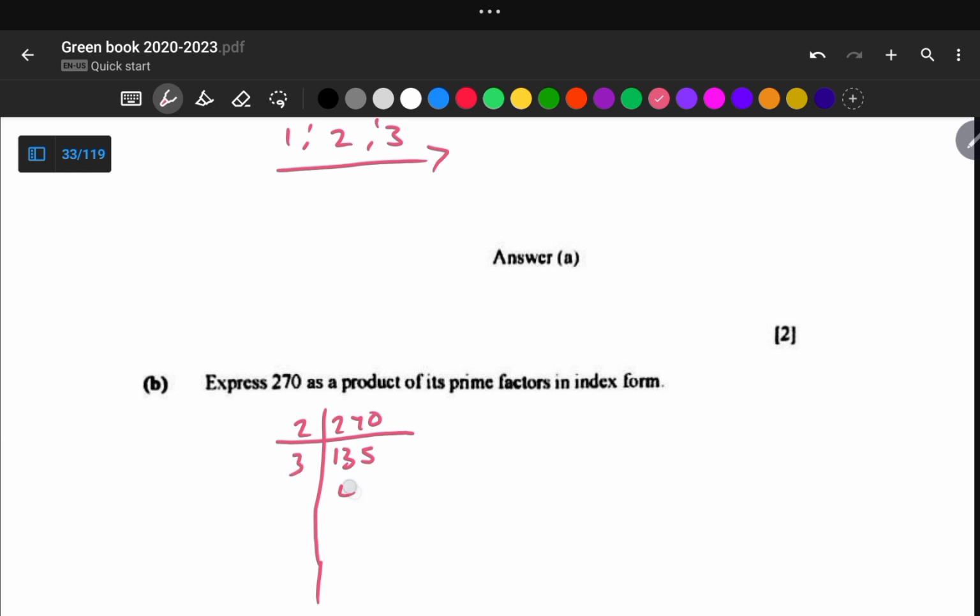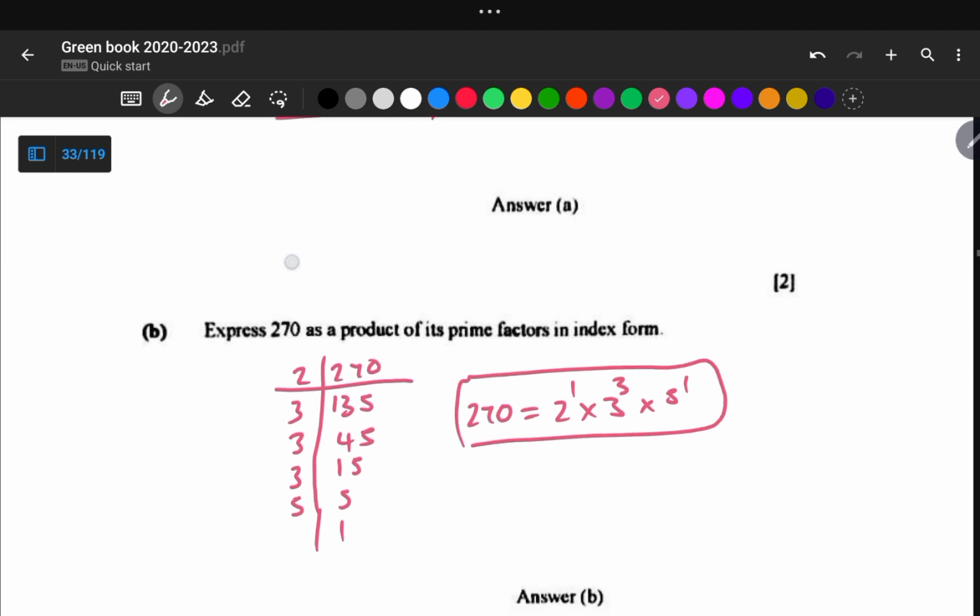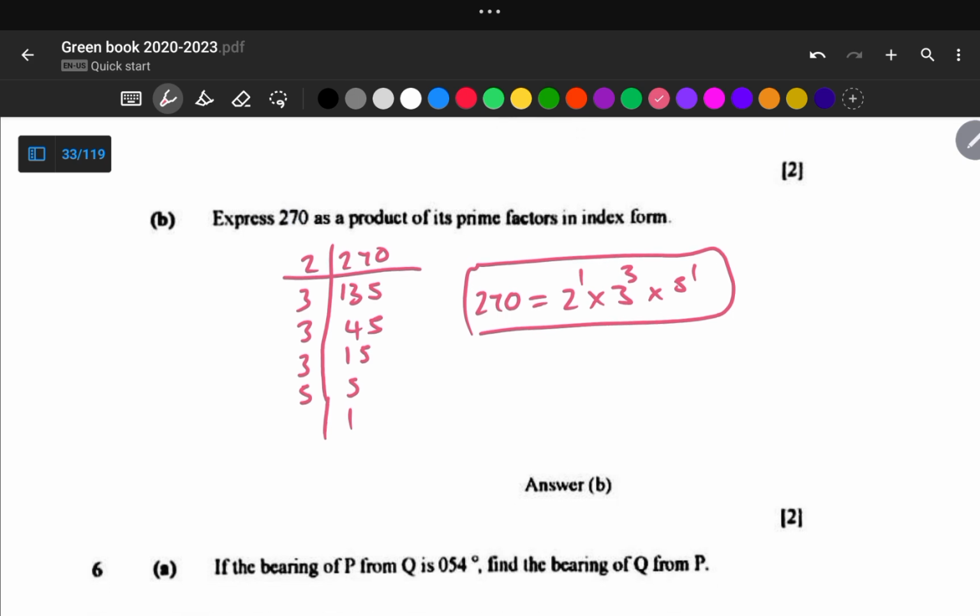So it is now 45, and let us divide 45 by 3 again. This gives us 15. And let us divide 15 by 3. This gives us 5, and 5 divided by 5 is 1. So 270 as the product of its prime factors is equal to 2 to the power 1 times 3 to the power 3 times 5 to the power 1. So here is our final answer, expressing 270 as a product of its prime factors in index form.